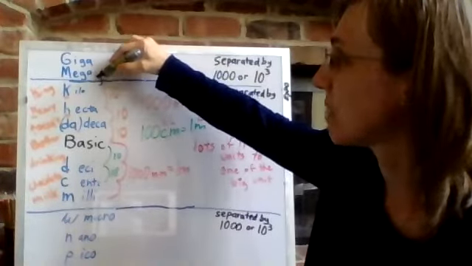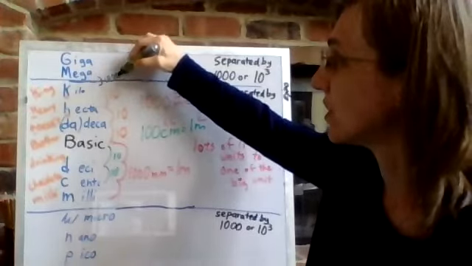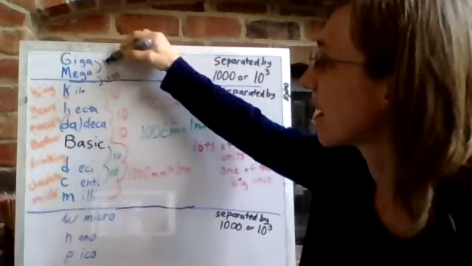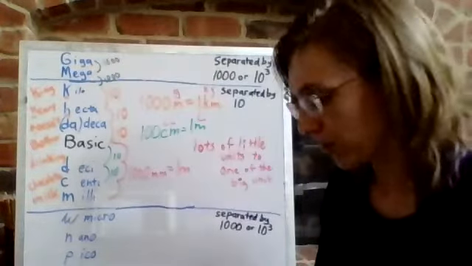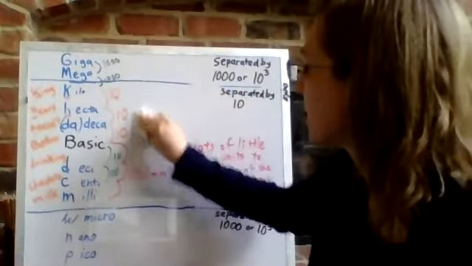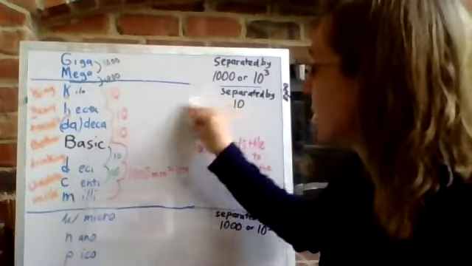So from kilo to mega, that's 1,000, or 10 to the third power. And from mega to giga, we have 1,000 more there. So let's do a conversion from basic all the way up to these really big units.